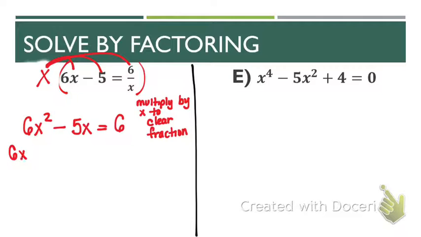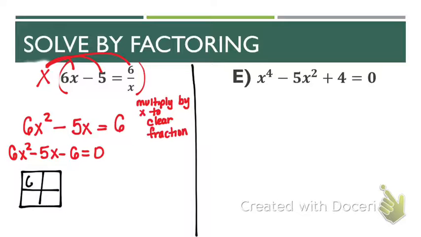So I'll give you a second to do that. I'm going to give you a second to see if you can factor it. If you get your answers, raise your hand. I'll tell you if you're right. Okay. So we make our box. We need two numbers that multiply to be 6 times -6 is -36, and they add to -5.